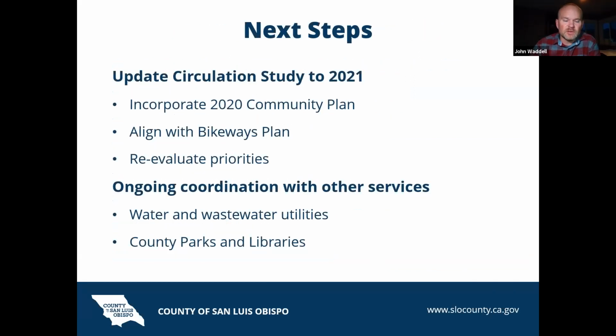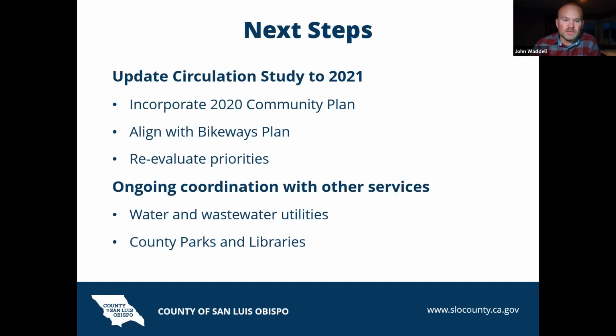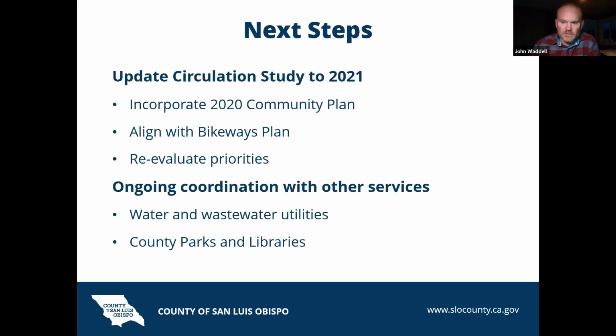So next steps, specifically related to Los Osos. Josh earlier touched on the circulation study update that's in the works. That updated study will incorporate the 2020 community plan, update assumptions from the 2009 study, and reevaluate those priorities. Another goal of our circulation studies around the county is making sure those are aligned with the county bikeways plan.